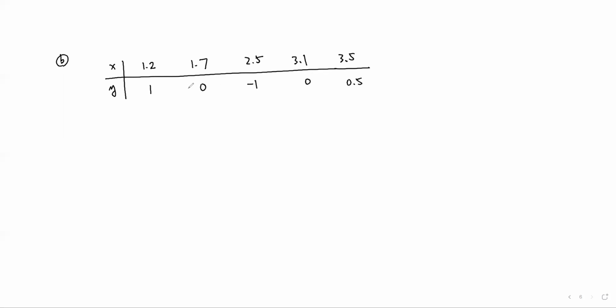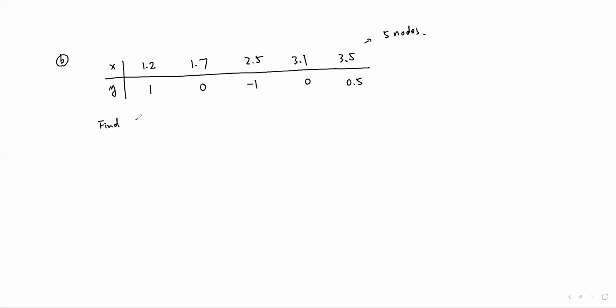Given this table: 1.2, 1.7, 2.5, 3.1, 3.5. Function values are 1, 0, -1, 0.5. How many nodes? In total, 5 nodes. Okay, now the question, same question.